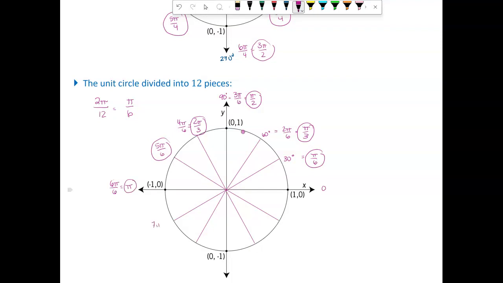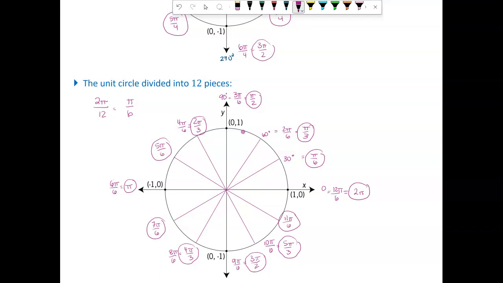And then we have 7 pi over 6, 8 pi over 6, which is just 4 pi over 3. We have 9 pi over 6, which is our 3 pi over 2 again. This one would be 10 pi over 6, which reduces to 5 pi over 3. And then we have 11 pi over 6. And of course, 12 pi over 6, which is 2 pi.